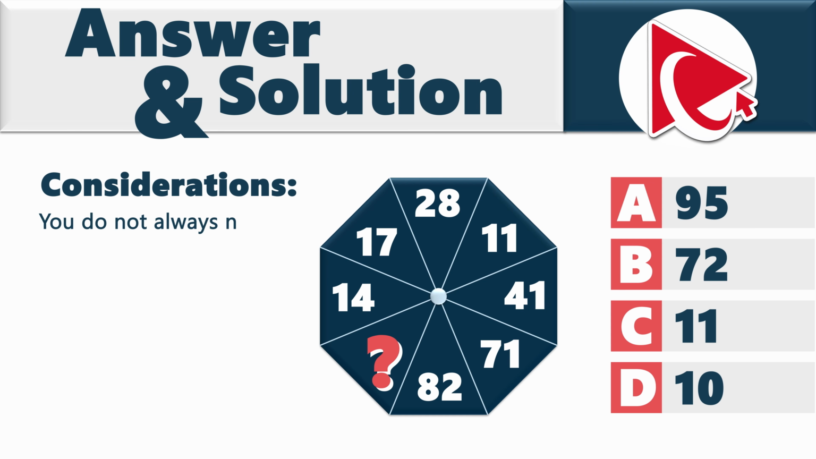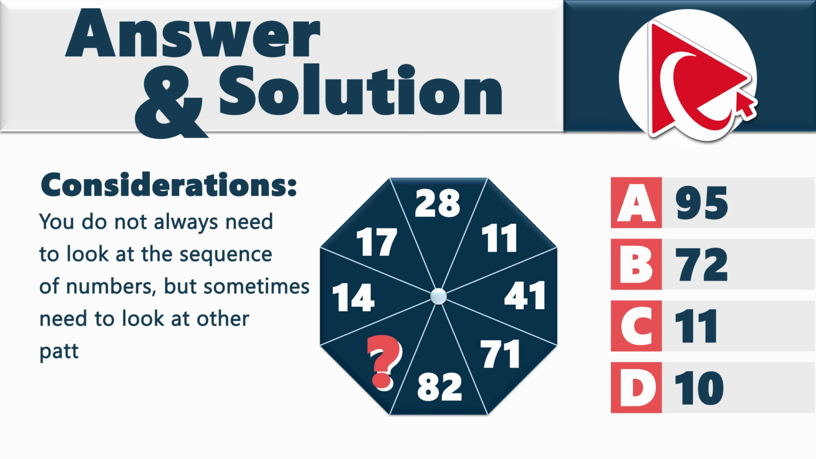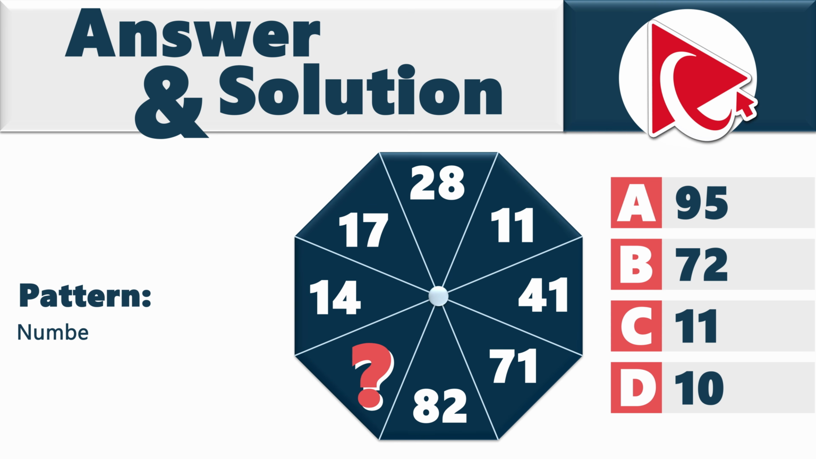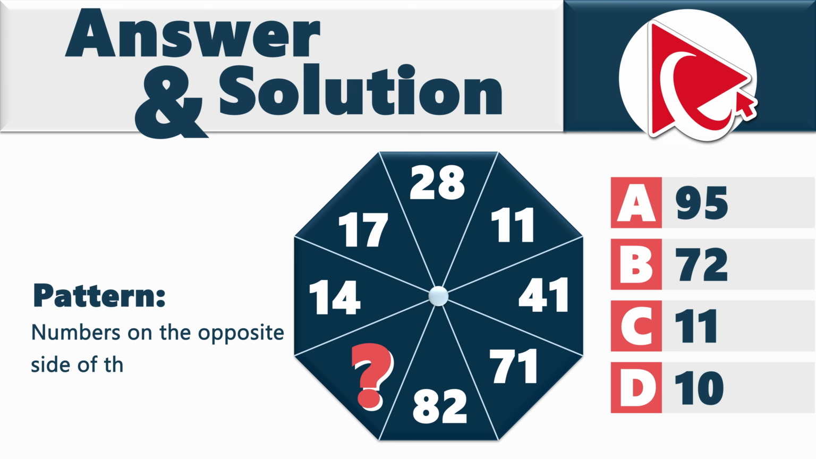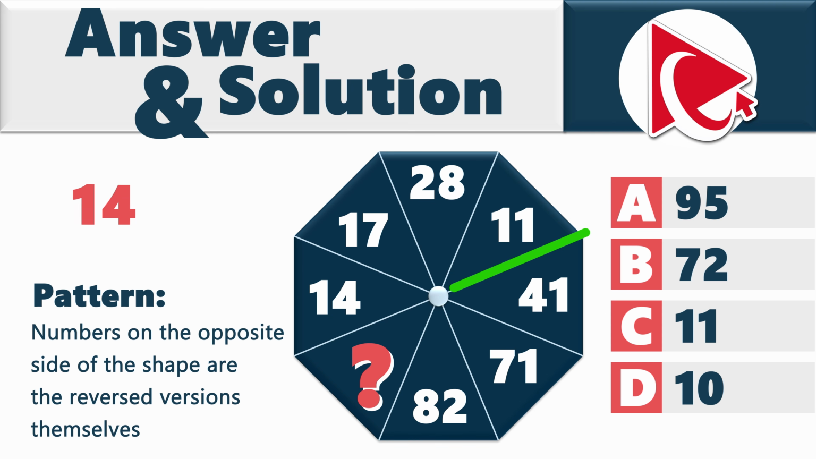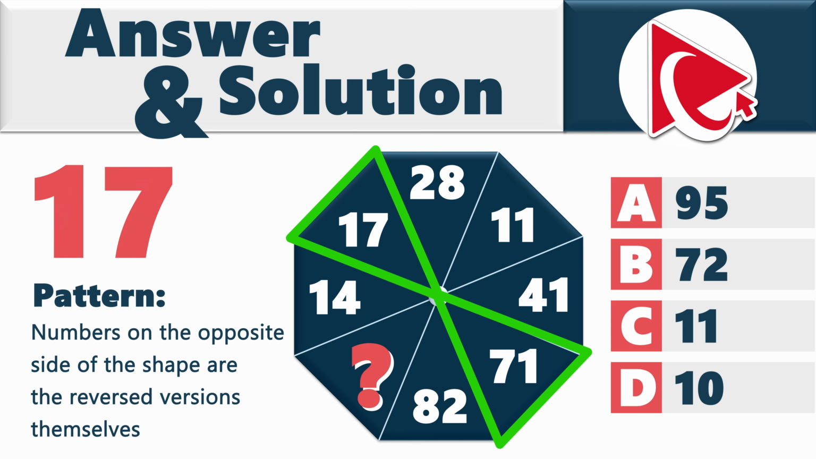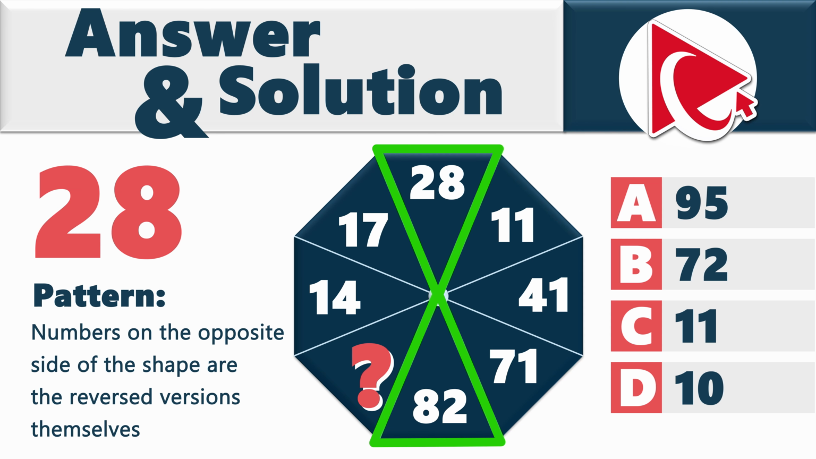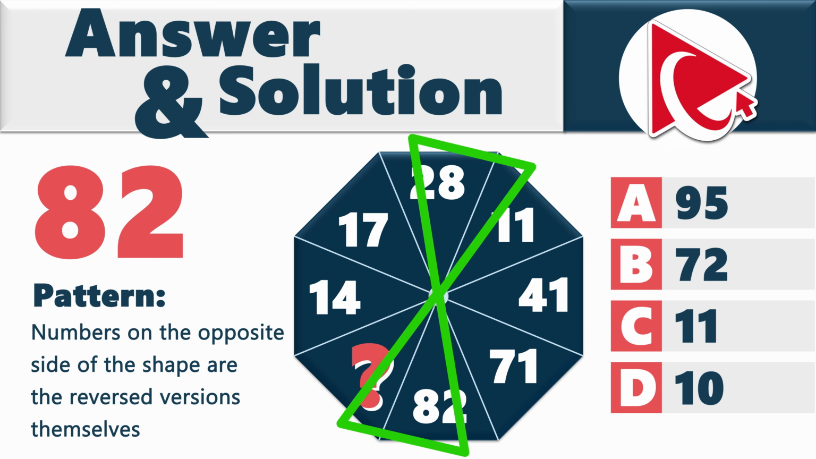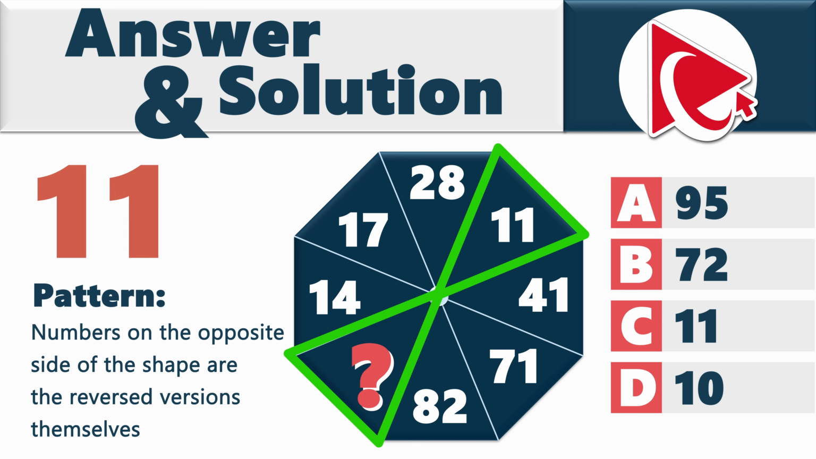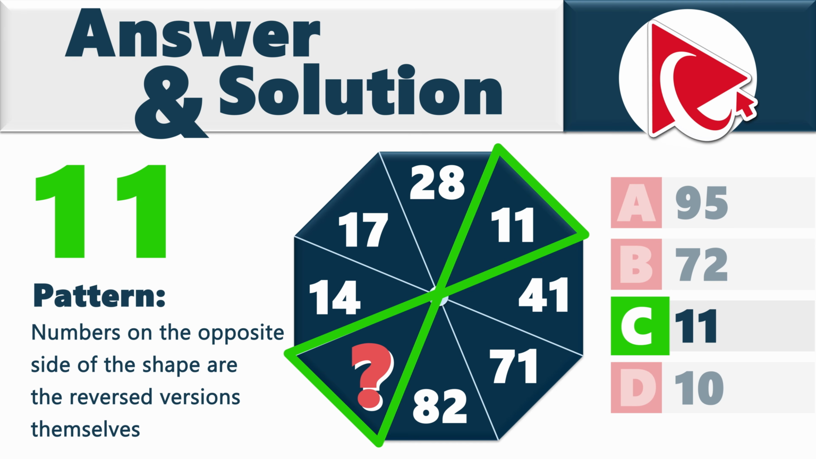You do not always need to look at the sequence of numbers, but sometimes need to look at the other patterns as well. And in this case, the numbers on the opposite side of the shape are the reversed versions of themselves. Let's look at the examples. 14 becomes 41. 17 becomes 71. 28 becomes 82. And the missing number 11 is the same, 11. So the correct answer here is choice C, 11.